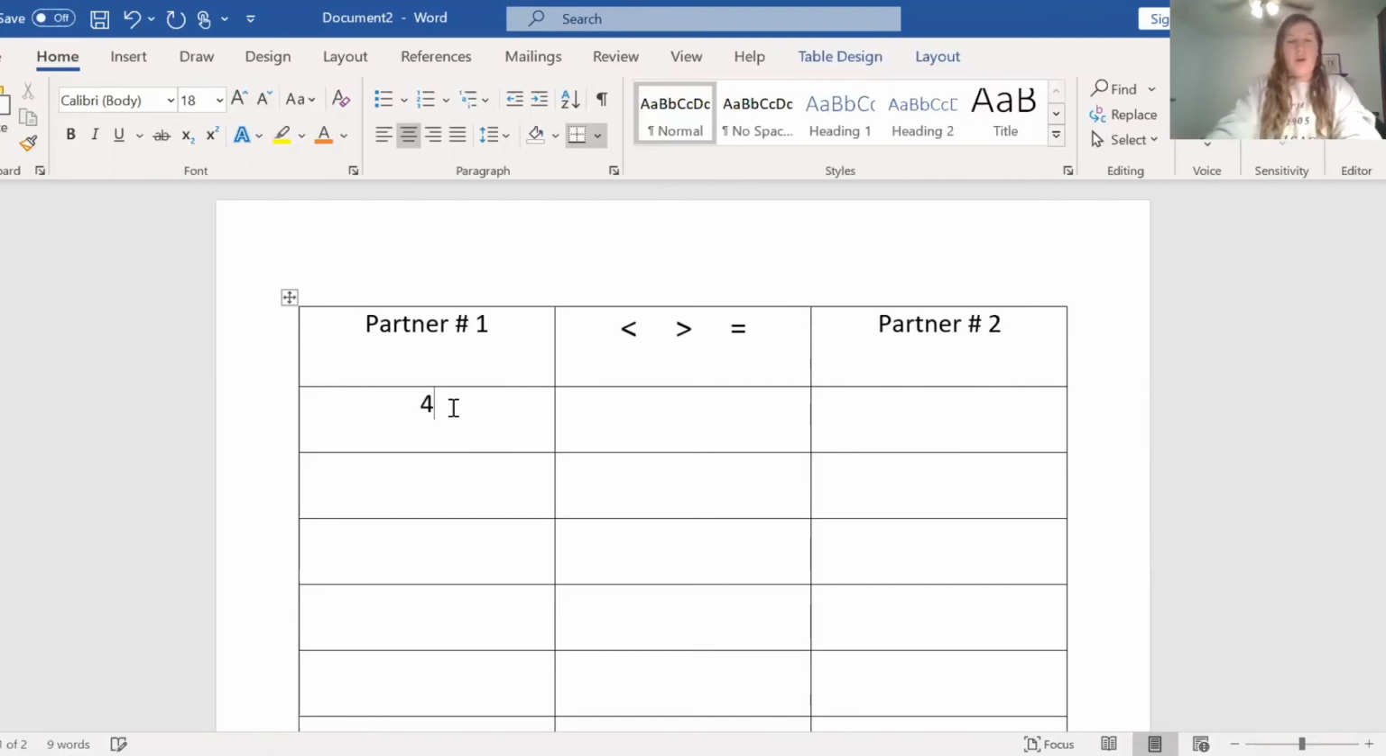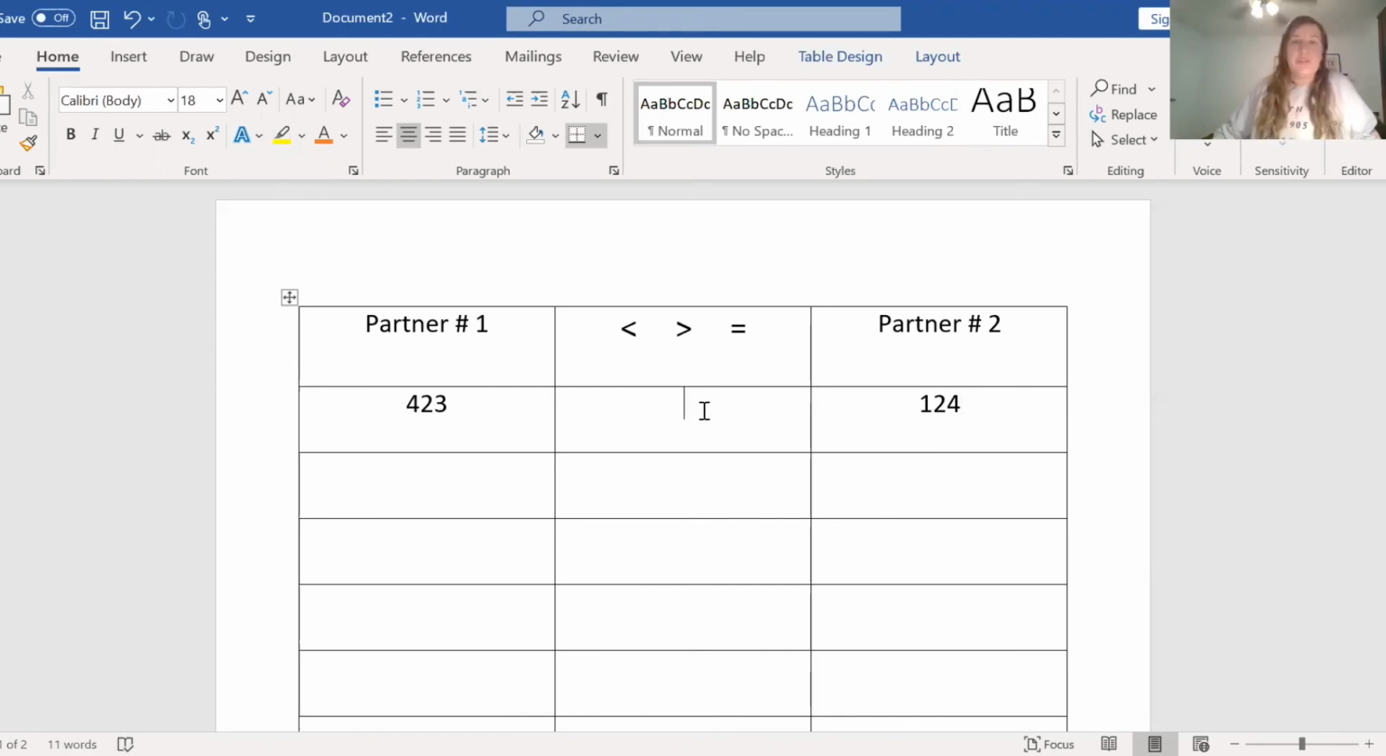For instance, I draw 423 and my partner draws 124. So I will fill in on partner 1 my number that I've drawn, 423, and they will fill in on this same sheet of paper in their blank, partner 2 column, 124, the number they have drawn. Then we as a group will work together and determine which number is greater than, less than, or if they are equal to one another.